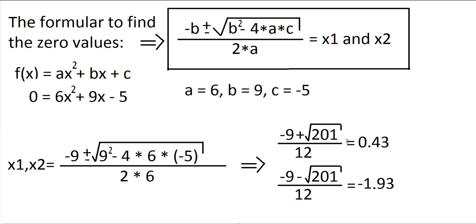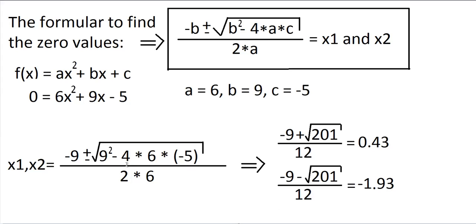And this is x2 and this will be x1 actually. But anyway, we are taking minus 9 plus the square root of 201 and dividing all of that by 12. And that makes it equal to 0.43, approximately. And minus 9 minus the square root of 201 divided by 12 is equal to approximately 1.93, as you saw in the program I made.